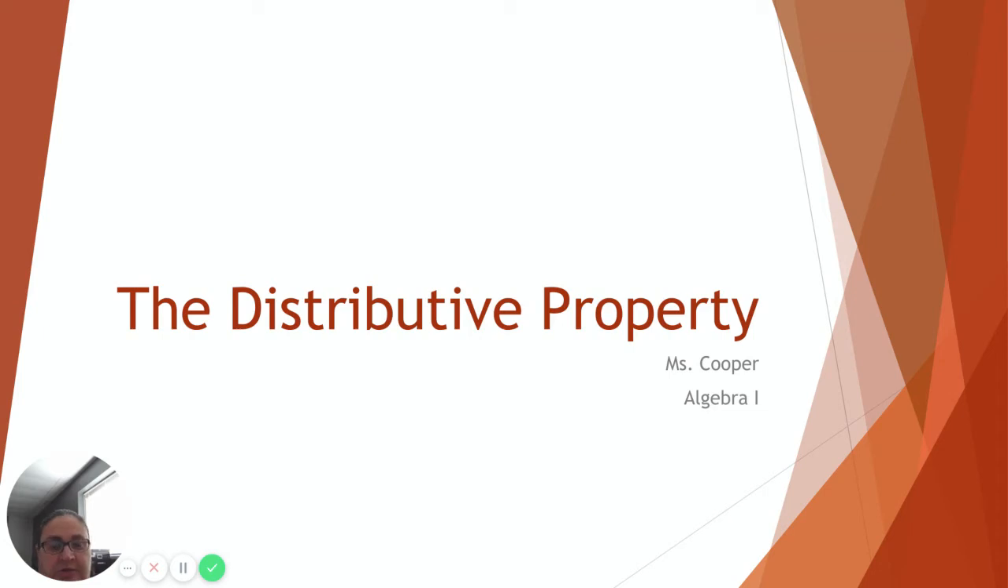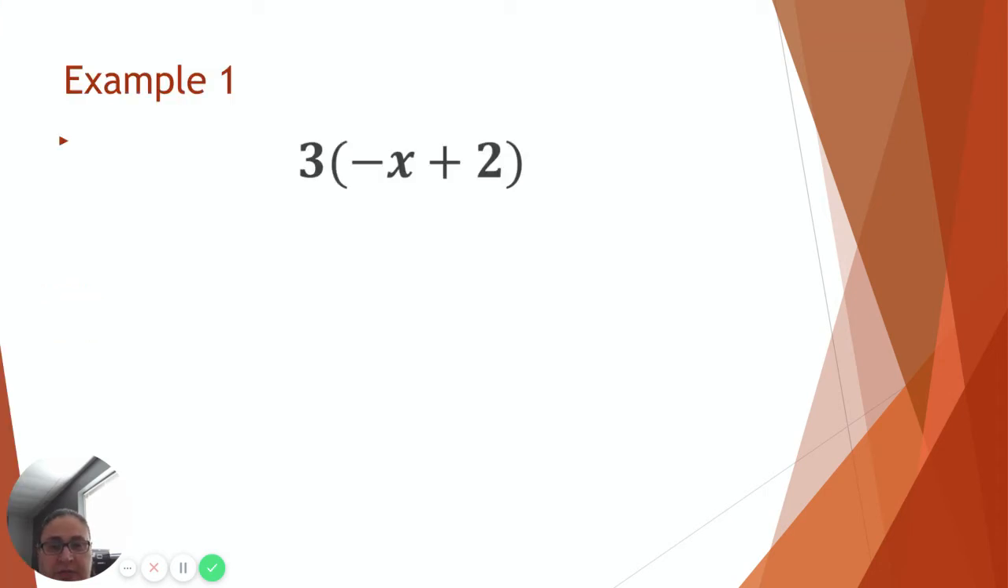We are going to be on the distributive property. The first example is 3 times negative x plus 2. The first thing you want to do is distribute since there are parentheses. Anytime you see parentheses, the first step is always going to be to distribute, which means to multiply the outside number times everything inside the parentheses.